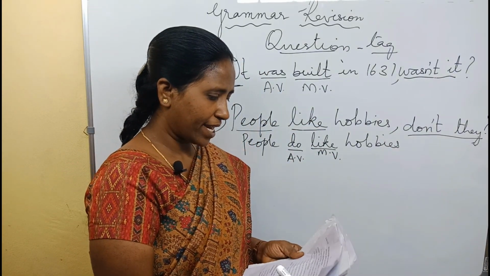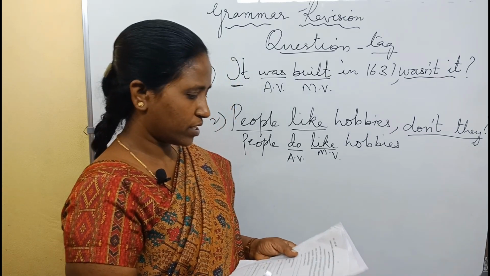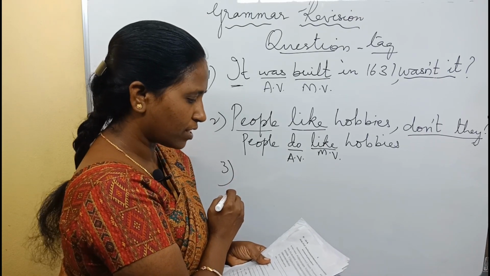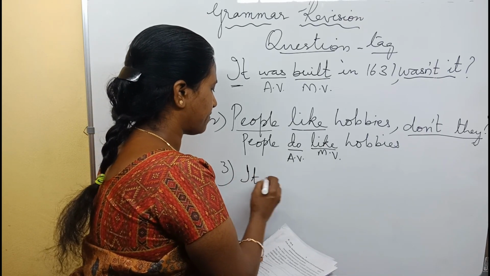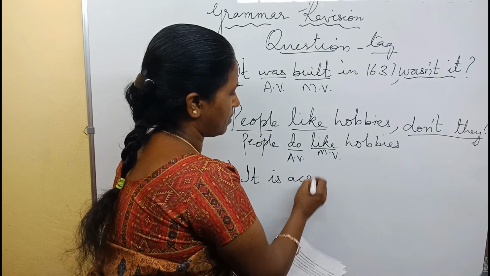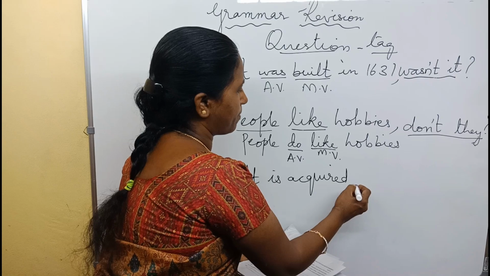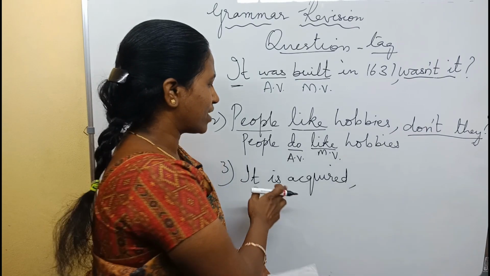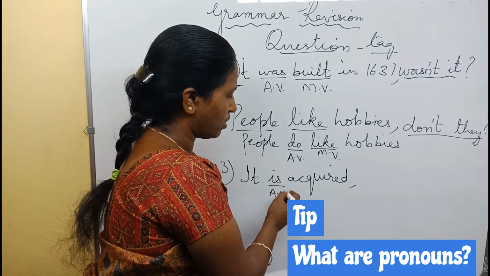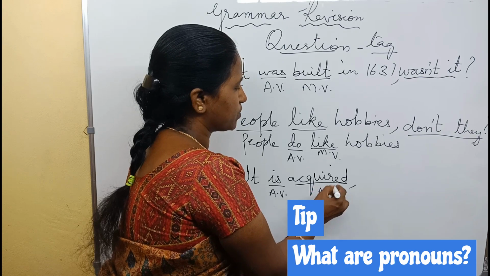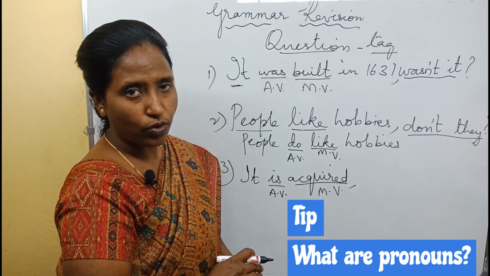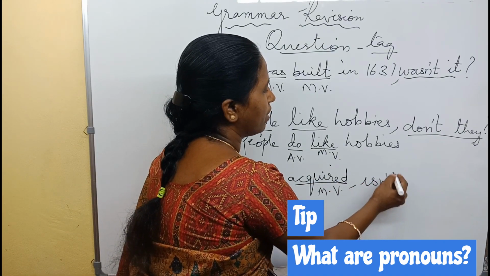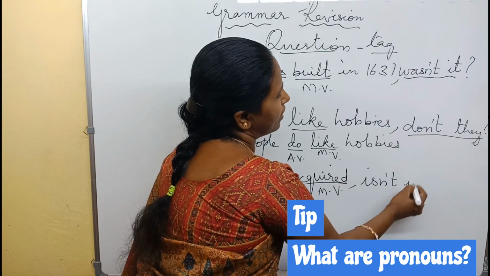I'll go to another question paper and see the question tag. It is acquired. Discipline is not a natural trait. It is acquired. Here you are getting the auxiliary verb easily. Is is the auxiliary verb and acquired is the main verb. So easily you can make it. The sentence is positive, so your question tag will be negative. So you just pick up the auxiliary verb, make it negative, and here there is already a pronoun.